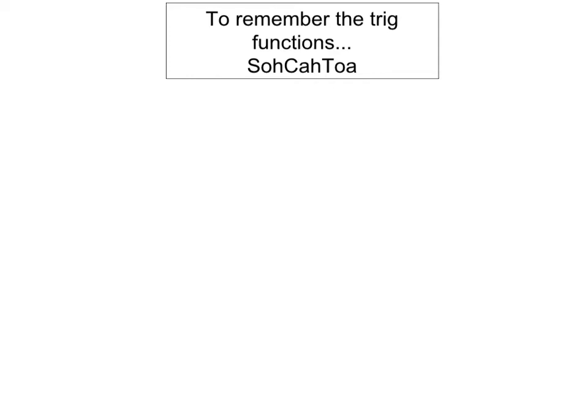So to help remember how these trig functions work, we use this funny little term, SohCah Toa. Sine is the opposite side over the hypotenuse, cosine is the adjacent side over the hypotenuse, and tan is the opposite side over the adjacent. SohCah Toa.